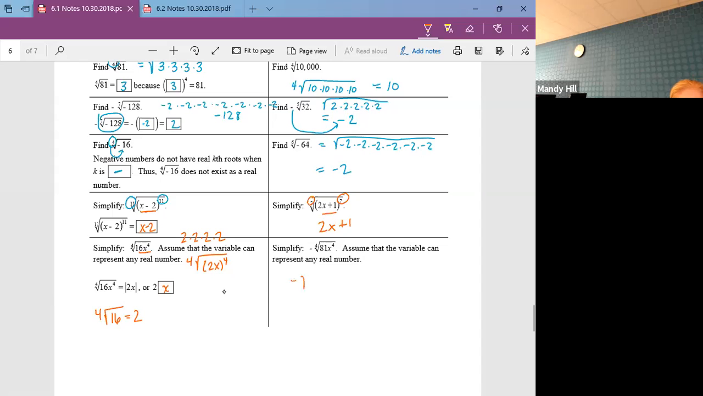Okay. Negative 4th root of 81x to the 4th. Well, we're saying what number times itself is going to give us 81 if we multiply it 4 times. So we still have this negative out here. And we know that 3 times 3 times 3 times 3 is 81. And we've also got 4 x's. So our answer is going to be negative 3x, because I've got 4 pairs of those.